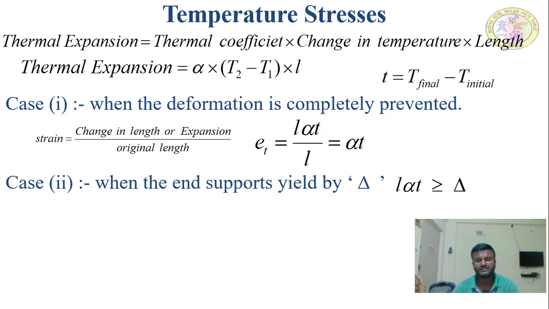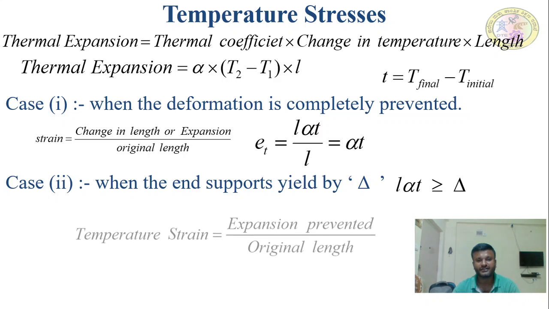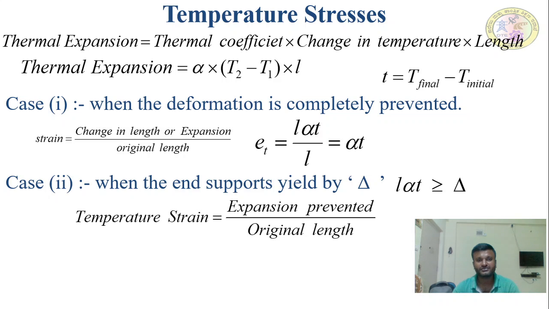Next, when the end supports yield by delta, that is, L alpha T, the change in length, is greater than delta, then what happens? Temperature strain: expansion is prevented over the original length.